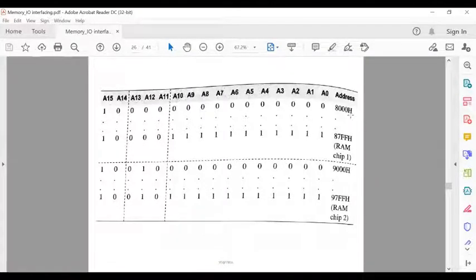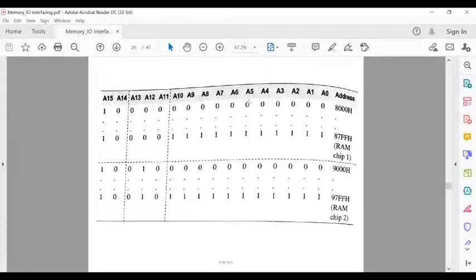So 8000 was the starting address for RAM 1. So 8000 is written in this way: 1000 means 8, then 0000 means 0, then 0000 means 0, then 0000 means 0. This is 8000, converted to binary form in this way. So what will be the ending address? So make a separation line. That means only 11 address lines must be connected. So these dotted lines have to be used to separate them.